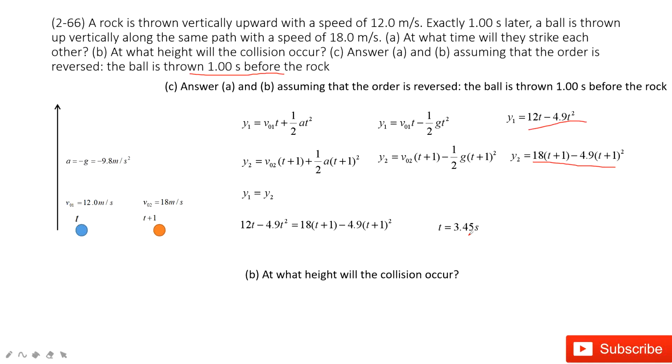Can we say that at this time they meet? Wait, we need to double check. Let's see at what height they meet. We find y1 by inputting this time t, and we find, wow, it's negative 14 meters. It's impossible because this is an up-throw problem: the object goes up and then down, and it should stop at y equals 0 because there is the ground. It cannot move below that. And this one still moves up and then returns to the ground. So this is impossible, right?